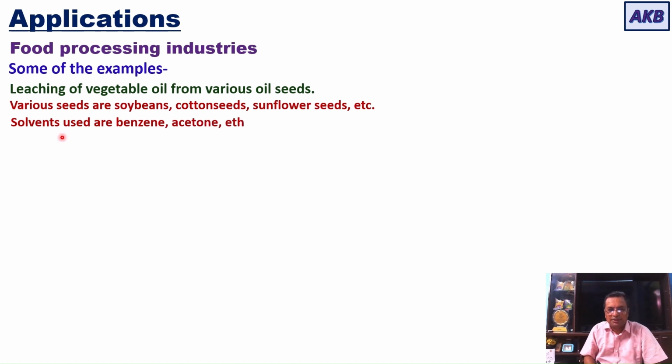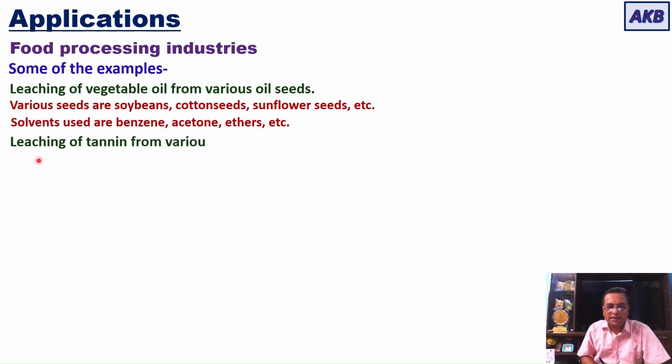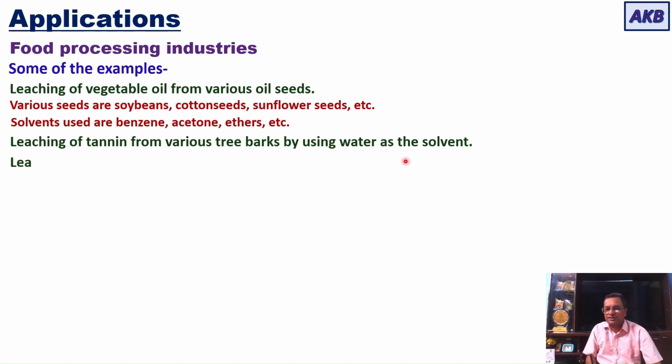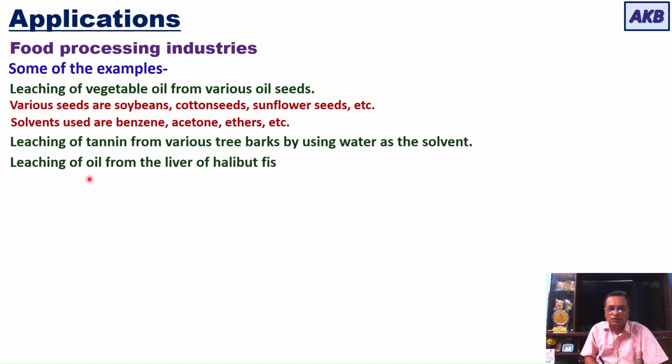The solvents used in this case are a variety of solvents like benzene, acetone, ethers, etc. Then another example is leaching of tannin from various tree barks, using water as the solvent. Then another example is leaching of oil from the liver of halibut fish by using ether as the solvent. So the oil is recovered from the liver of halibut fish by leaching, and the solvent used is ether.